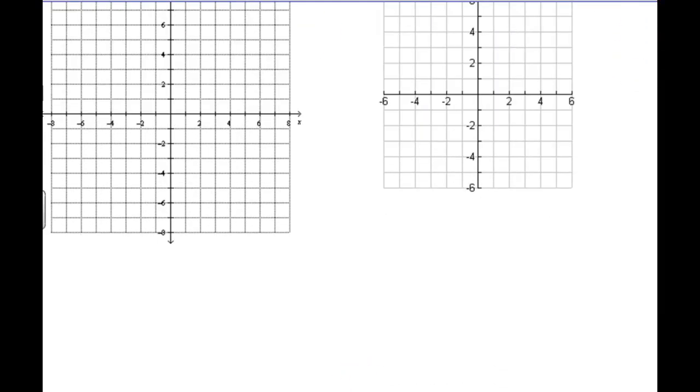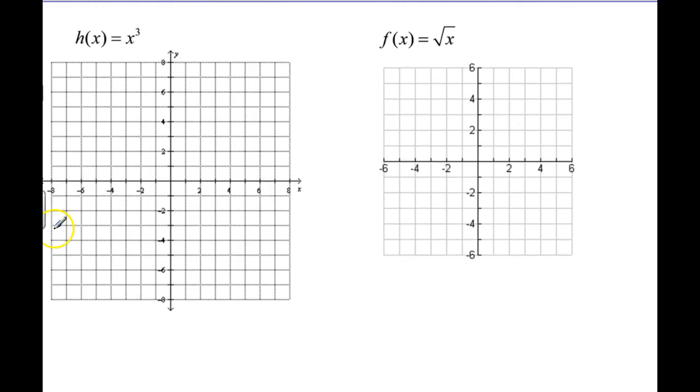Okay, let's do 2 more. You need to know these graphs. So one of these will be some points here. This is the cubic function. So if I plug in 0, 0 cubed is 0, so I got that point. Plug in 1, 1 cubed is 1. Here's something different. If I plug in 2, 2 to the third power is 8. So 2, 8 is a point. You need to know those 3 points.